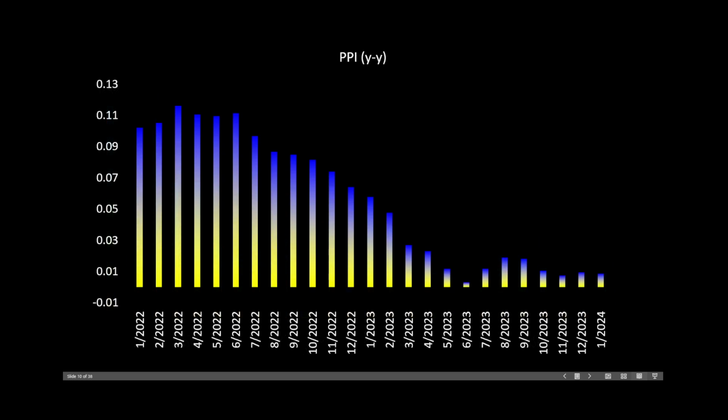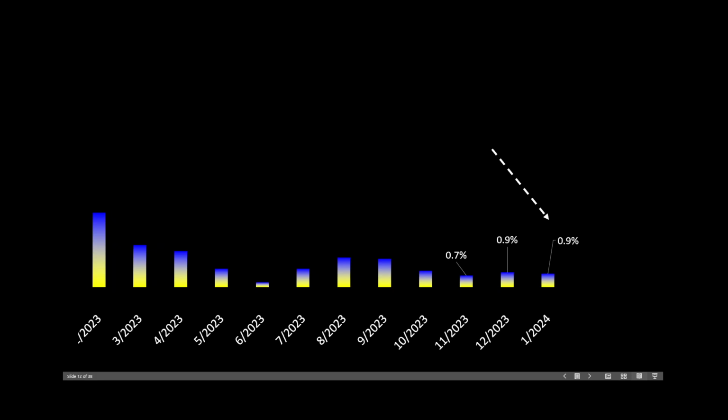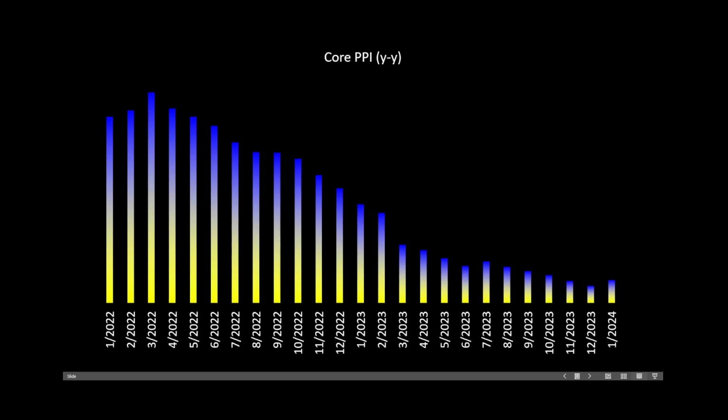Now, overall, the PPI does continue to steadily trend to the downside, showing the Fed's high interest rate campaign is in fact working. And the current report does not seem to represent any change in the current trend. In fact, the current standard PPI on a year over year basis was reported at 0.9%, the same as last month's report. The core PPI has also continued to slide lower.